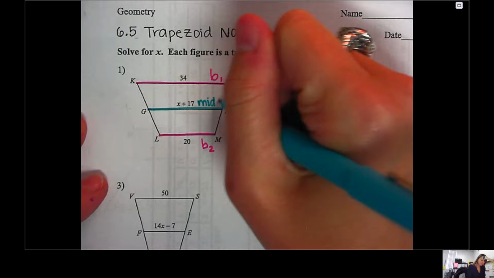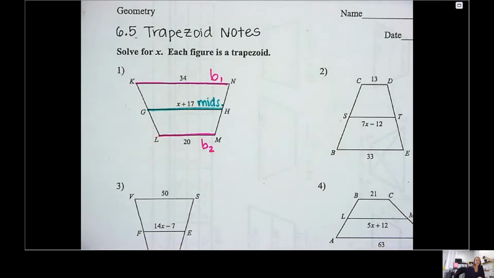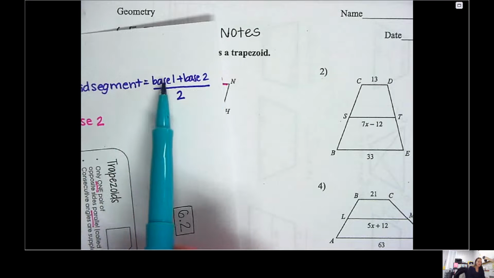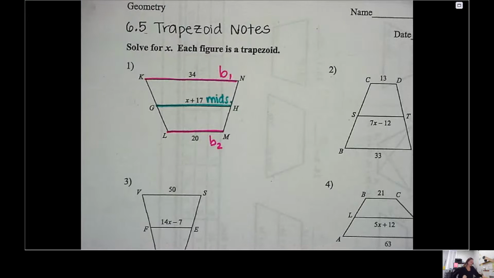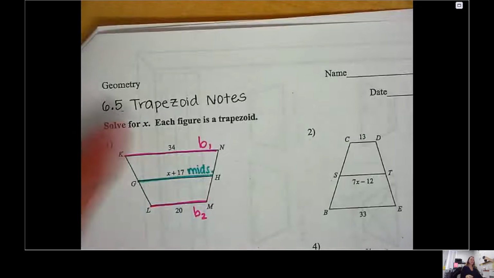Remember, to find the mid-segment, we take base 1 plus base 2, and then we divide that by 2. Essentially, we're just coming up with the average of the two. So base 1 plus base 2, divided by 2. My base 1 is 34. And actually, what I am going to do is write the equation at the top.